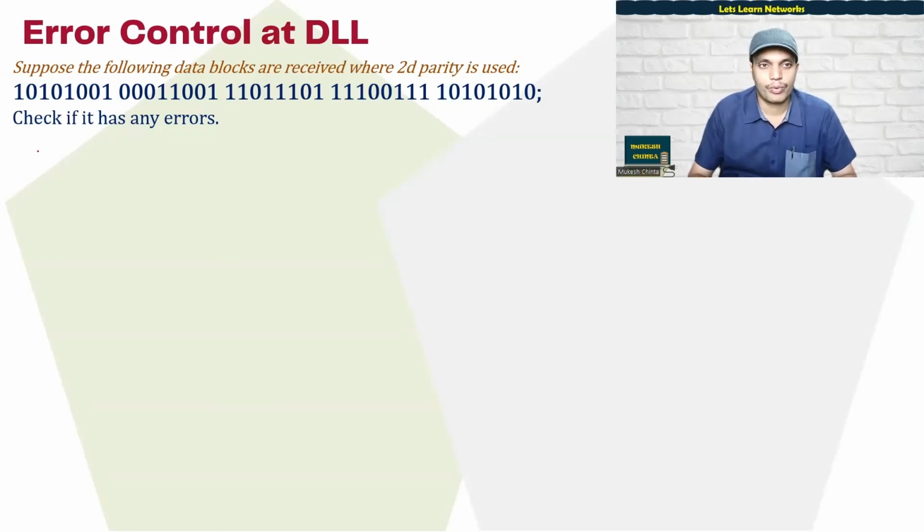Now, suppose the following data blocks are received where 2D parity is used. Check if it has any errors.